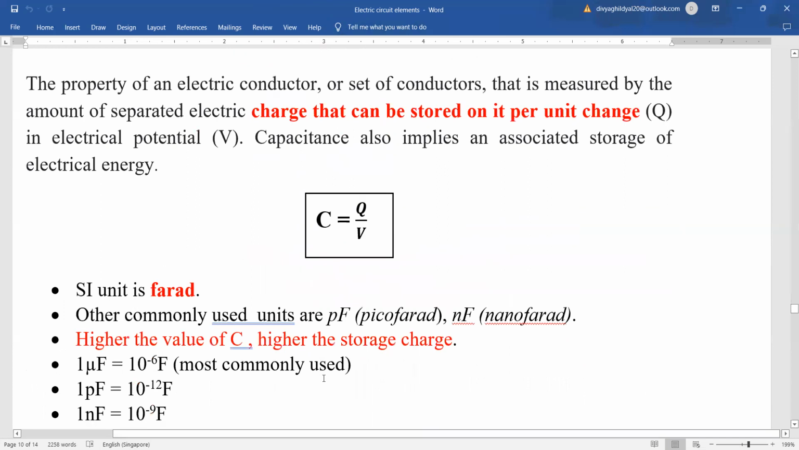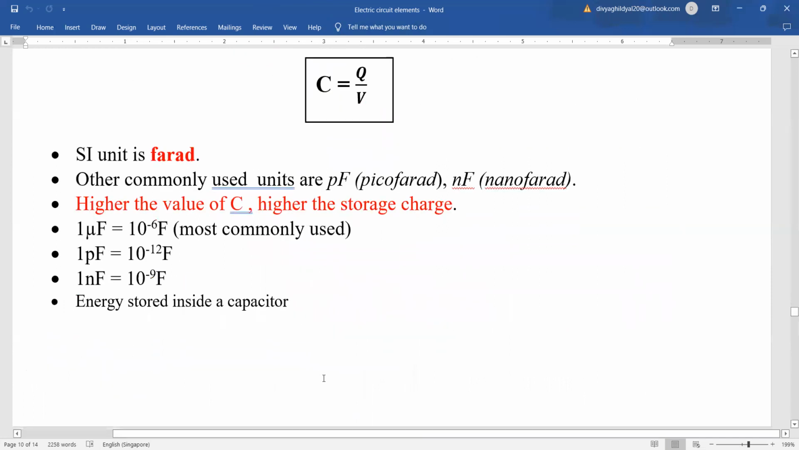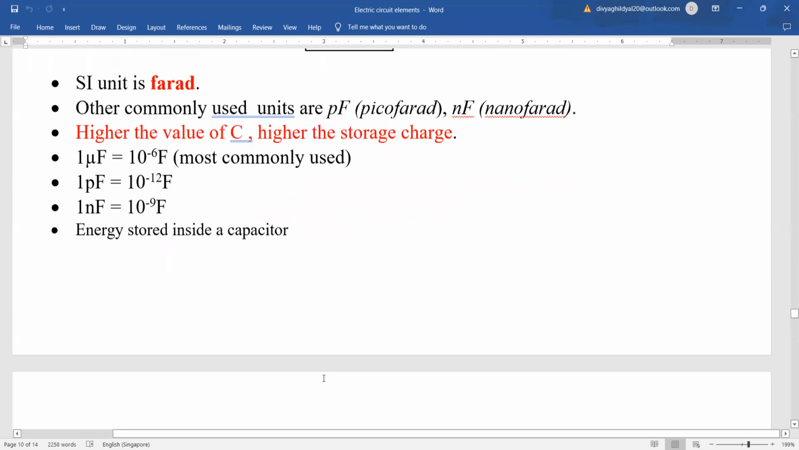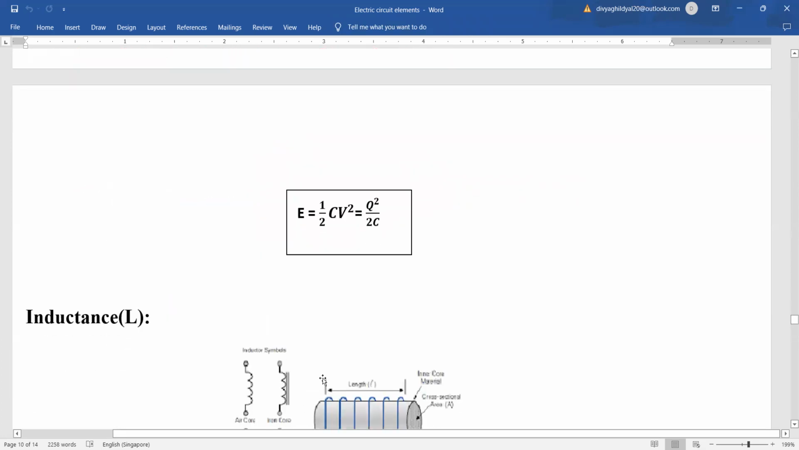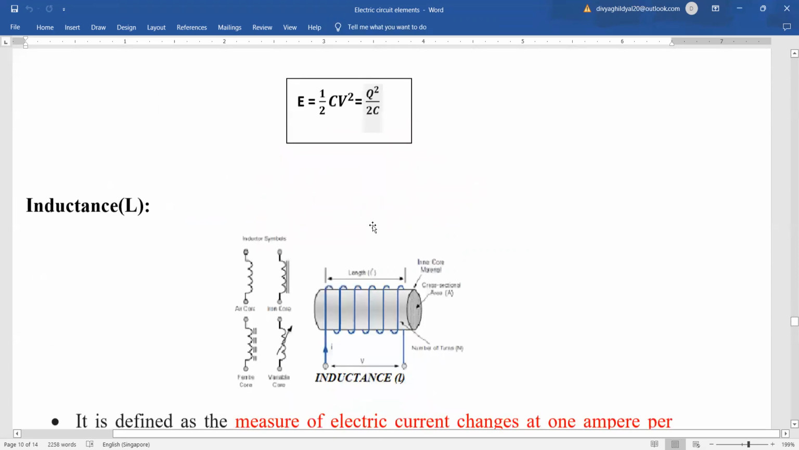The higher the value of C, the higher the stored charge. So energy is stored in a capacitor. Half CV square is the mathematical formula for the energy of a capacitor, or even Q square by 2C.